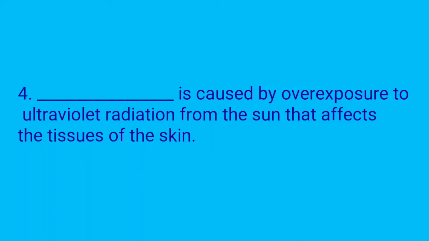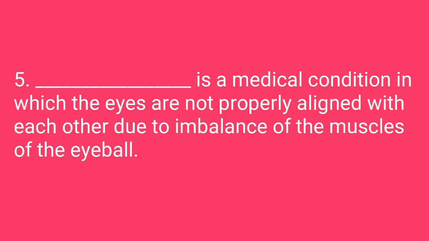Number 4. It is caused by overexposure to the ultraviolet radiation from the sun that affects the tissues of the skin. Number 5. It is a medical condition in which the eyes are not properly aligned with each other due to imbalance of the muscles of the eyeball.